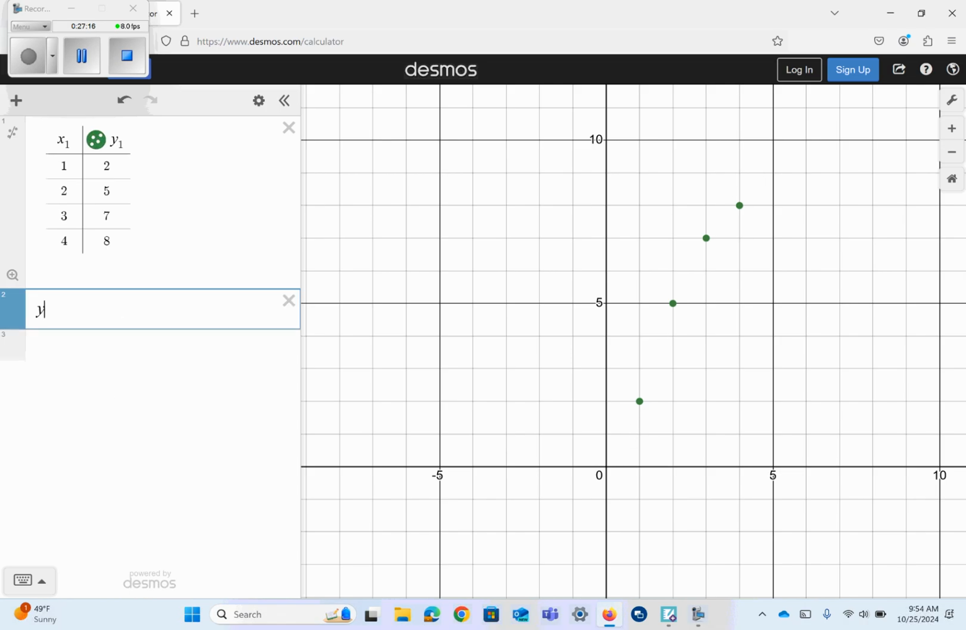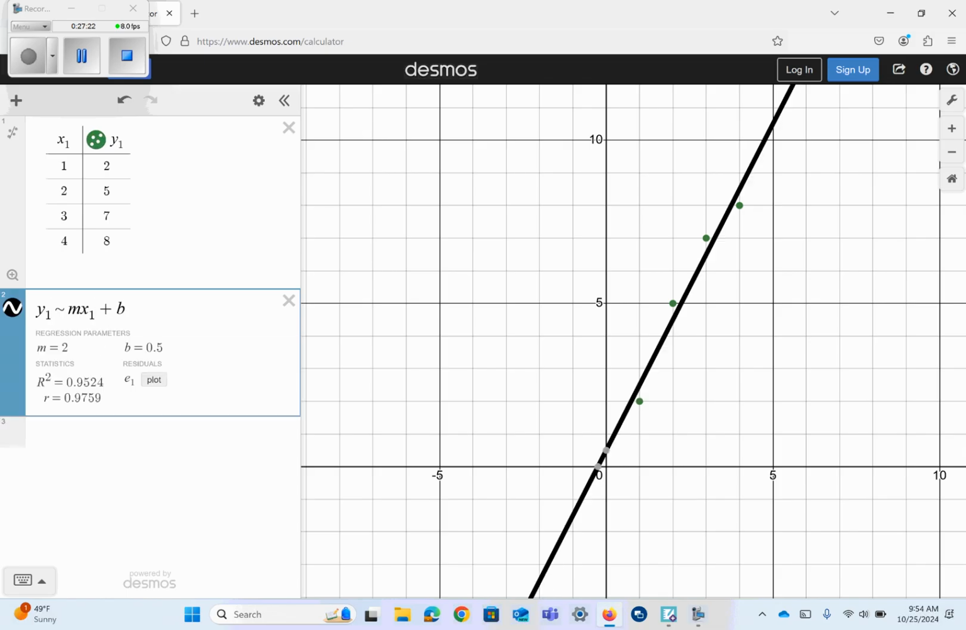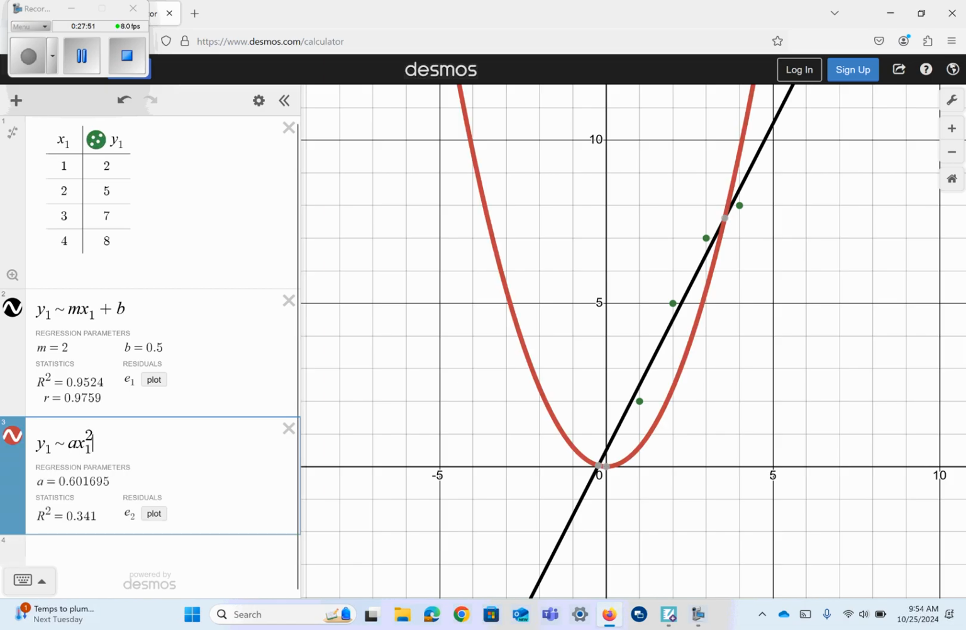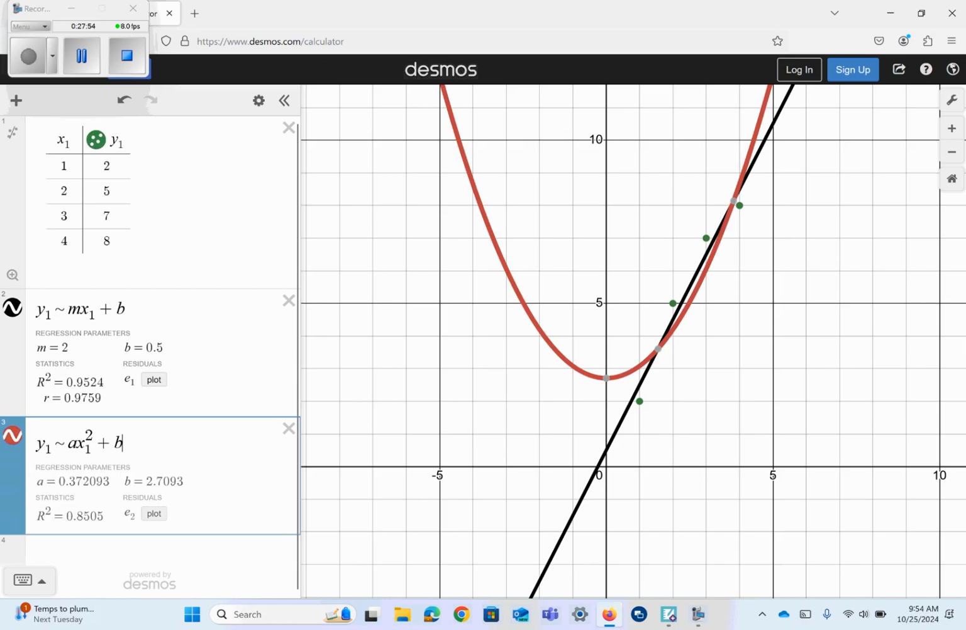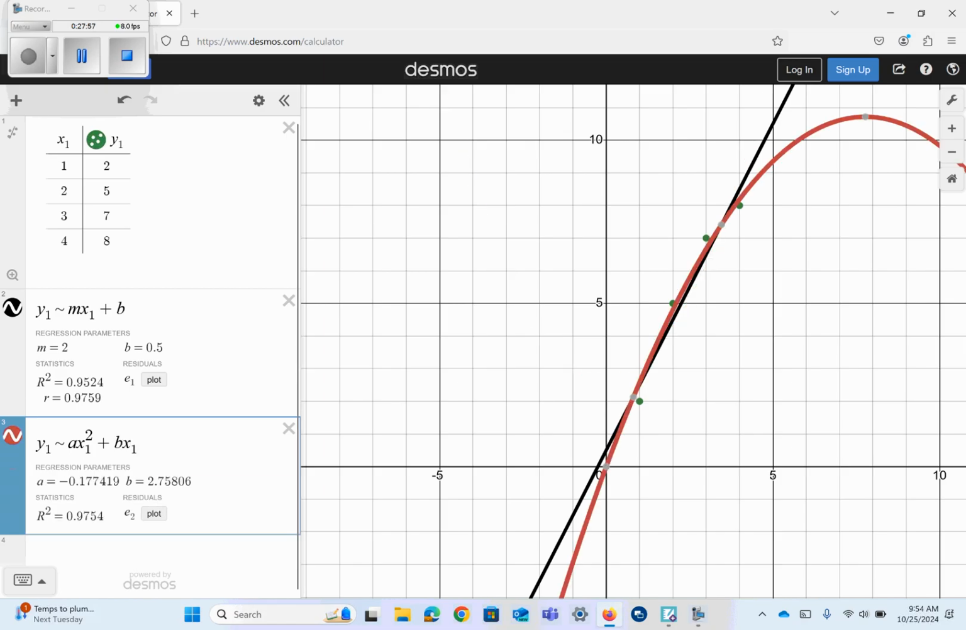I can go y1 tilde mx1 plus b. And look at this, I have an R squared of 0.9759. That's a really good fit. Now, if I did this, y1 tilde ax1 squared plus bx1 plus c.